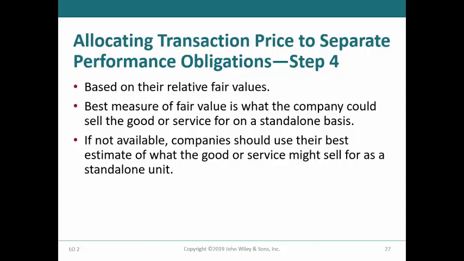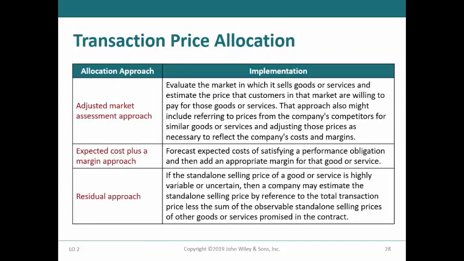If the standalone basis is not available, there are methods that the company can use to make a best estimate of what the good or services would sell for. This slide illustrates three methods that are considered acceptable for estimating the standalone selling price for a good or service. The first method is to use the adjusted market assessment approach, which evaluates what similar goods or services are sold for by other companies, adjusted for the company's own cost and margins.